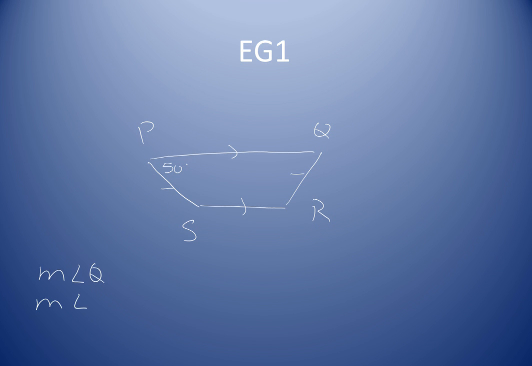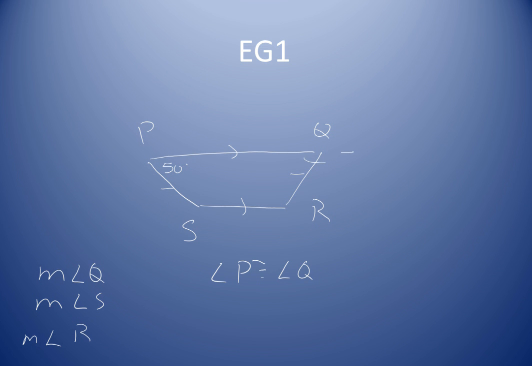Alright, so I'm going to give you two examples. We have an isosceles trapezoid, PQRS, and we know angle P is 50 degrees. How do I find the measure of the other angles? We know because this is an isosceles trapezoid that angle P is congruent to angle Q. That is from the theorem.